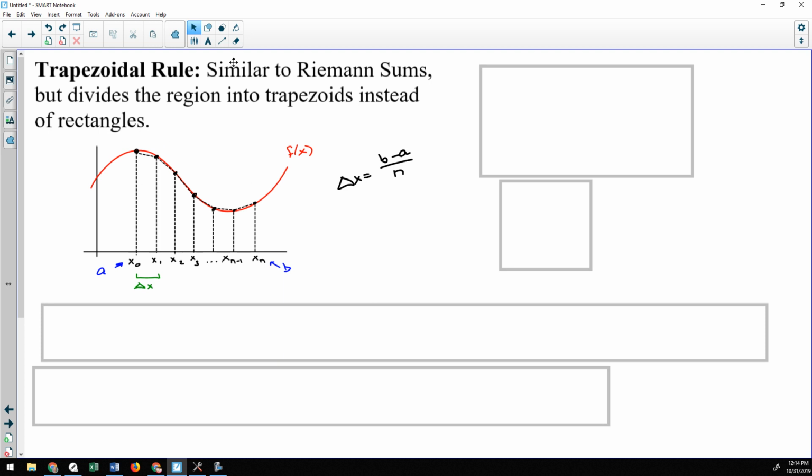However, instead of rectangles where we raise up and we go straight across horizontally, either left point, right point, or through midpoints, with trapezoids we connect the points on the curve with a line, which ends up creating a trapezoid.